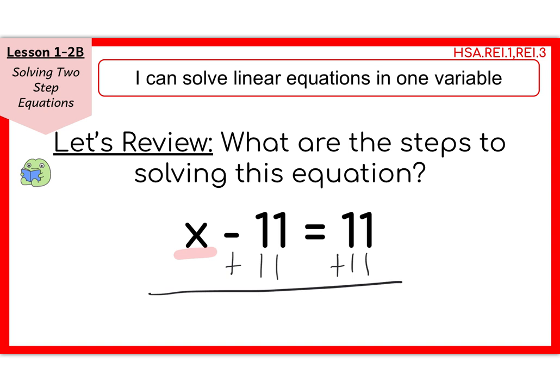And now I'm going to simplify to see what I have. Because it says minus 11, that is technically negative 11 plus 11, which is going to give me the value of 0. So this is going to give me a variable that is by itself. And now on the right side, I can do 11 plus 11, which is going to give me 22. So that means that the value of x is really the number 22 to make this equation true.